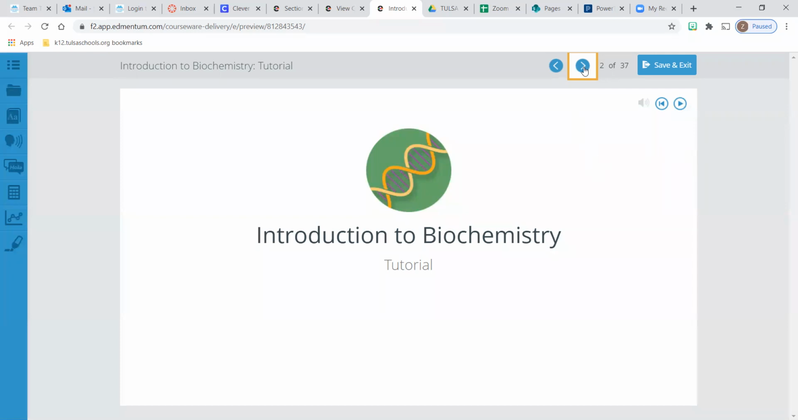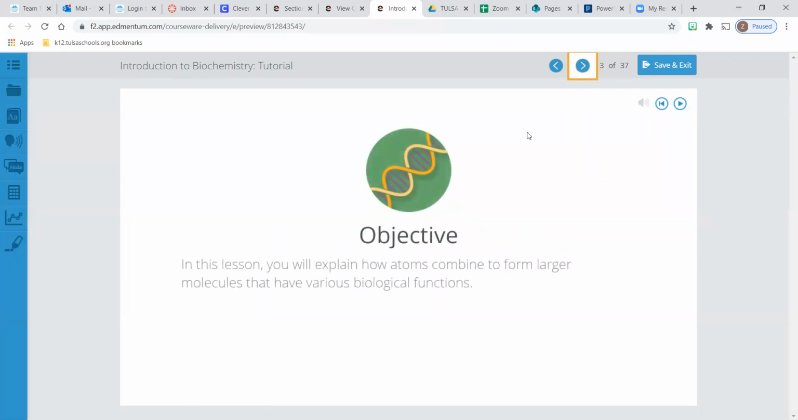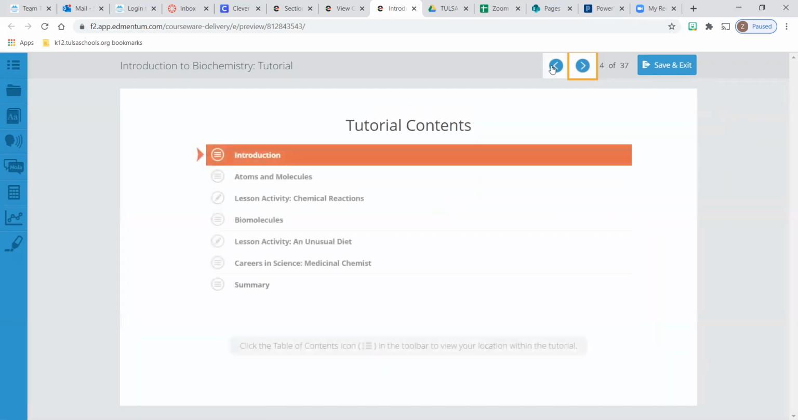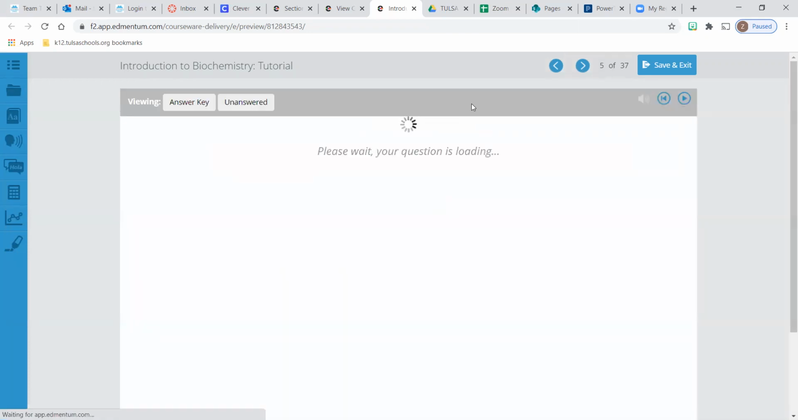Intro to biochemistry tutorial. Objective: you will explain how atoms combine to form larger molecules that have various biological functions. How atoms combine to form larger molecules. Yeah, so easy stuff. Very, very easy. Basic science stuff we're gonna do today.